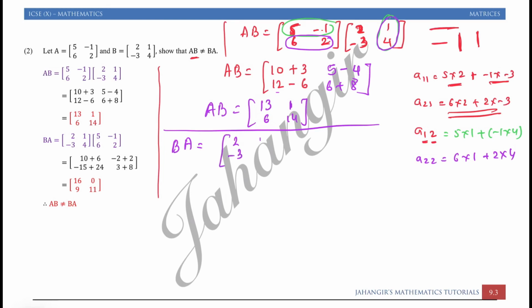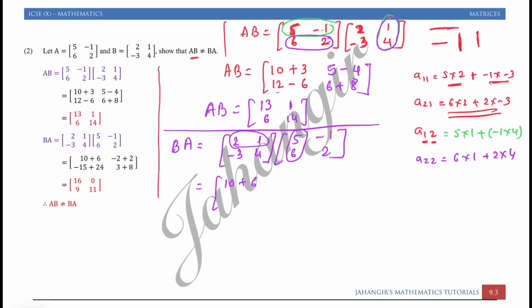2 minus 3, 1, 4, 5, 6 minus 1, 2. So now again first row, first column. What is first row, first column? This is 2, 1, 2 into 5, 10 plus 1 into 6. Whatever I am telling, you can just write it down and then check what I did. 2 into 5 is 10 and 1 into 6 is 6.